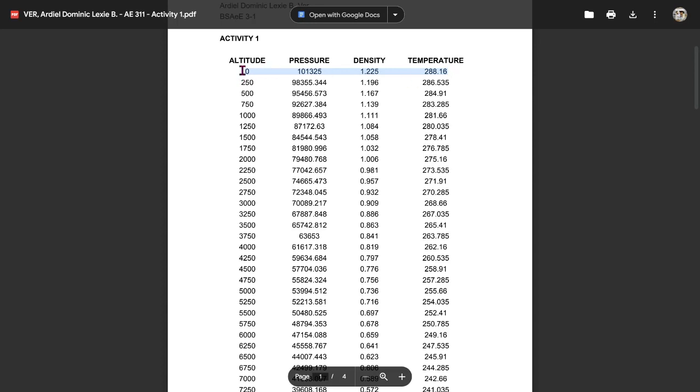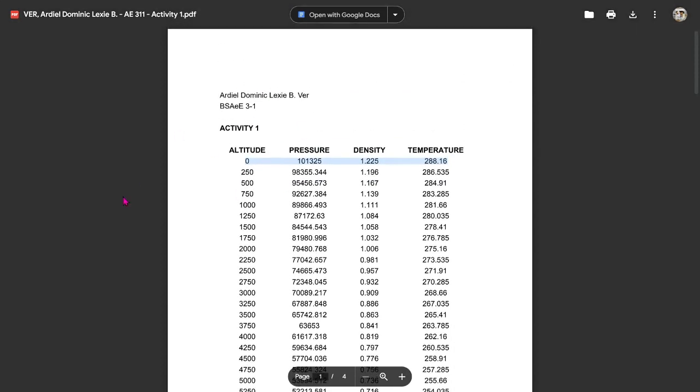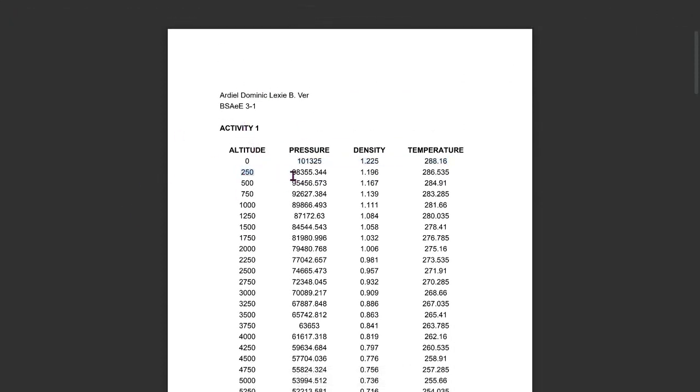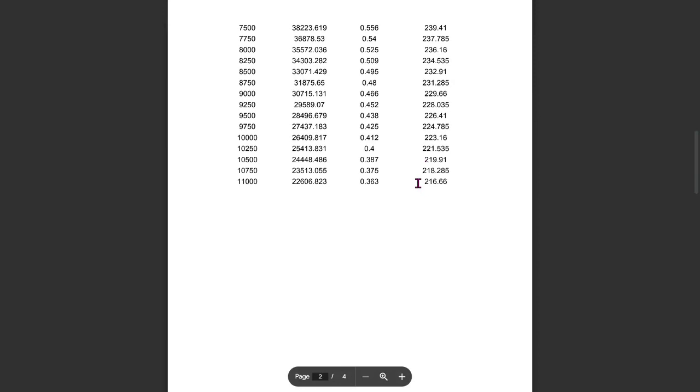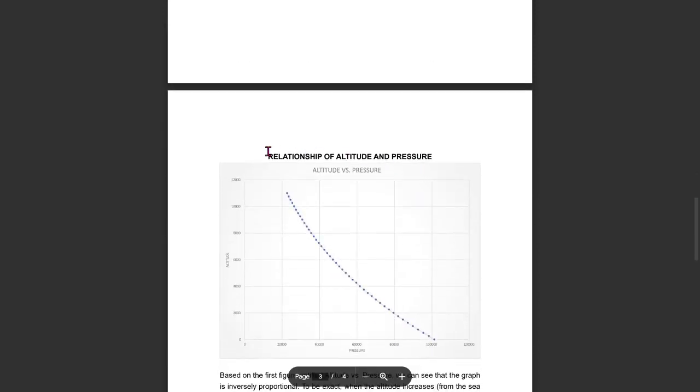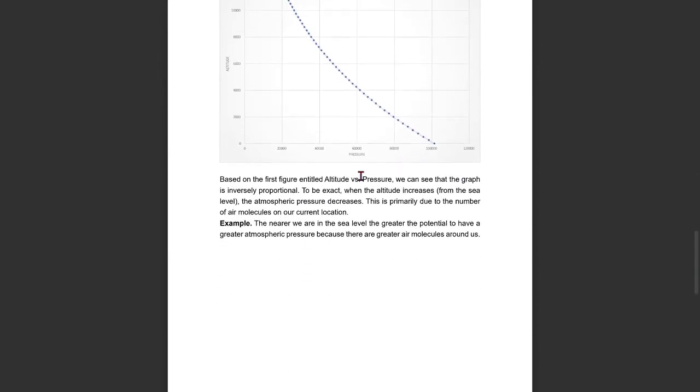But kapag umangat tayo, it is feet, not meter. So kapag umangat tayo sa 200 feet, 250 feet, pressure is 98355.344, density is 1.196, and temperature is 286.535. So, the relationship of altitude and pressure.